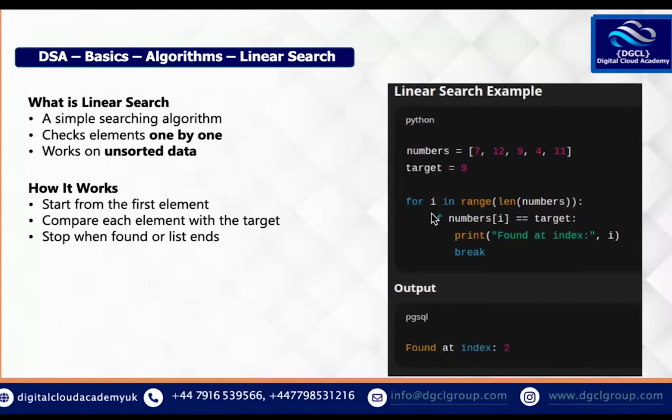So here we use for i in range. That means we use range, from our last class, to get the length of the numbers. So for i in range, length of numbers: if numbers[i] is equal to target, then we have found it. You can see they use break here to end this part. Okay, let's break this down.